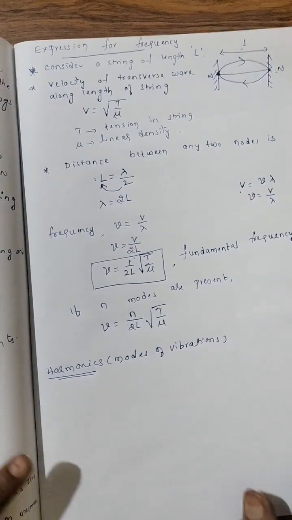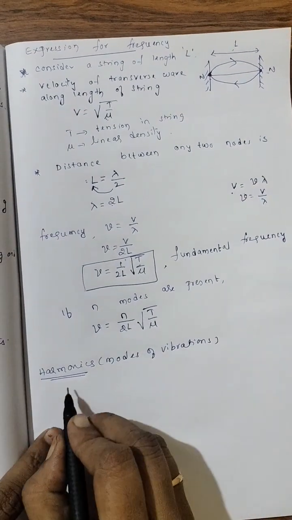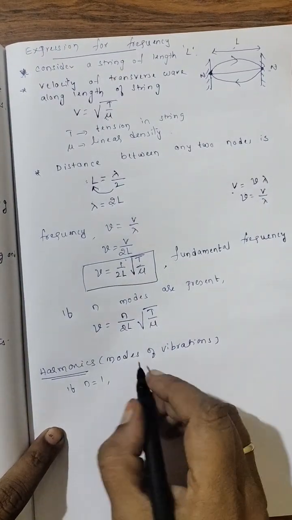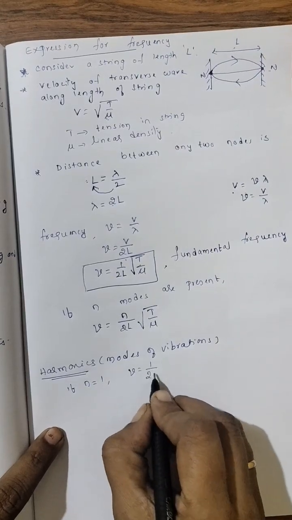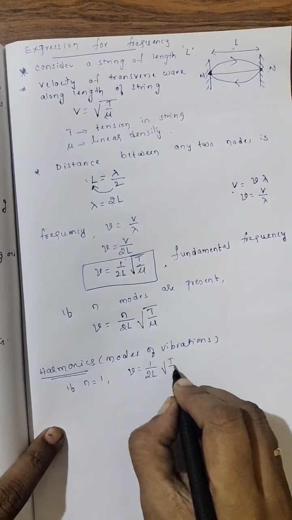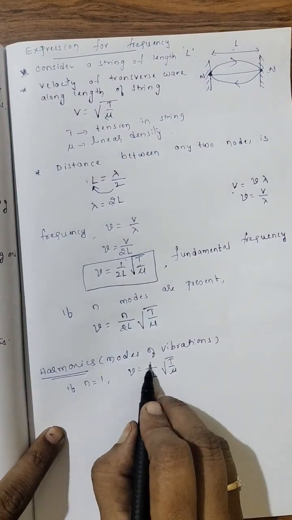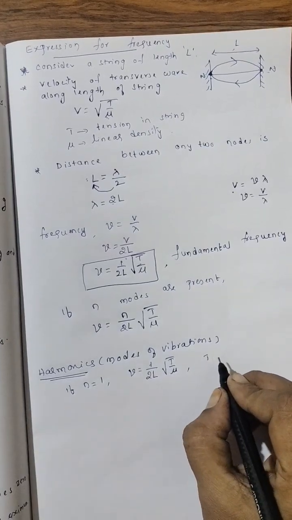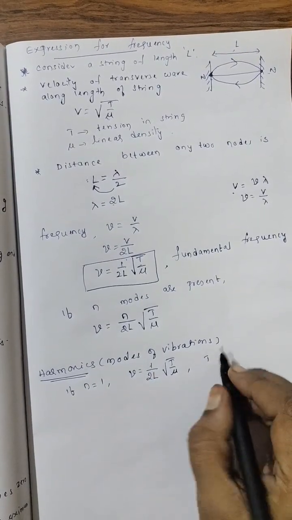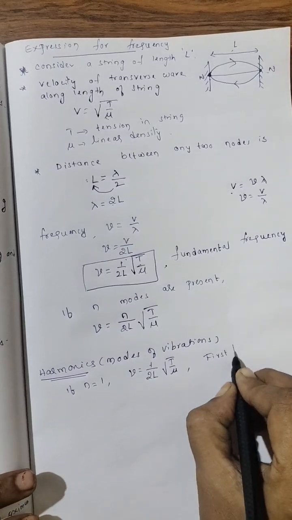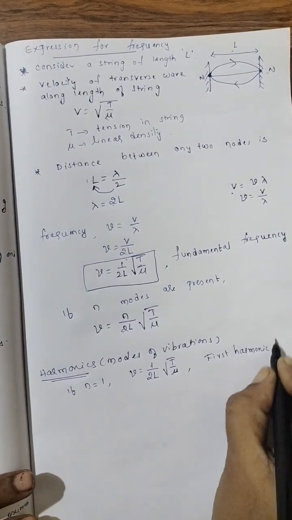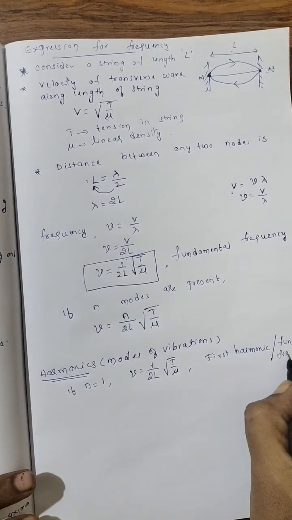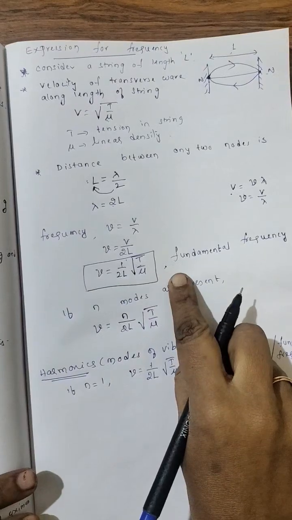No need of doing any maximum stress, just if n equal to 1, what becomes? nu equal to 1 by 2L under root T by mu. Just in place of n I substituted 1. So this we call fundamental frequency or first harmonic. What we will call? First harmonic or fundamental frequency. Here the same thing we got, no?